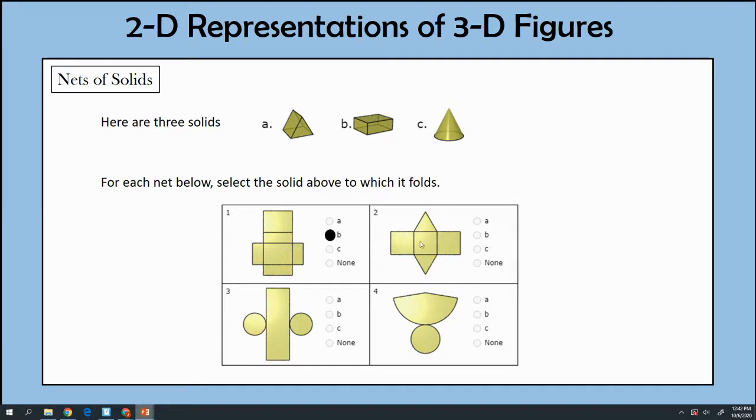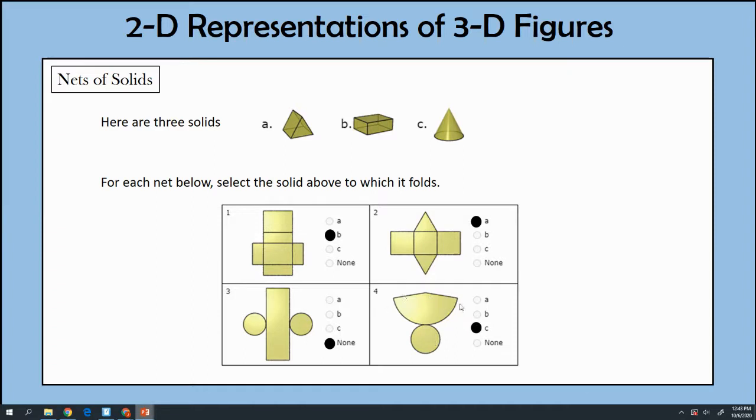Okay, for number two, if we folded the triangles up and then folded these up, this is going to make this triangular prism A. Number three, we've talked about this in class. If I fold the circles up and I wrap this rectangle around, this shape makes a cylinder. And none of these up here are cylinders, so that would be our none answer. And for number four, if you can imagine kind of wrapping this curve along this circle, this edge would then meet on the other side, and that's going to make a cone.